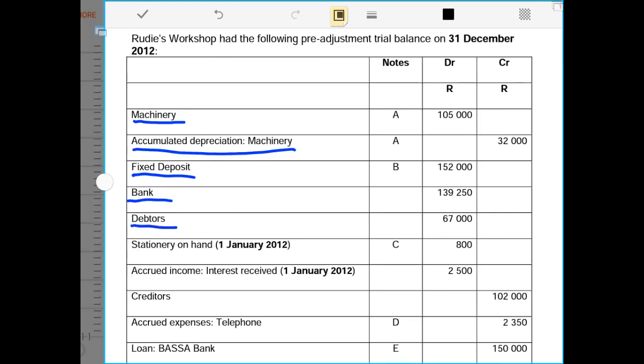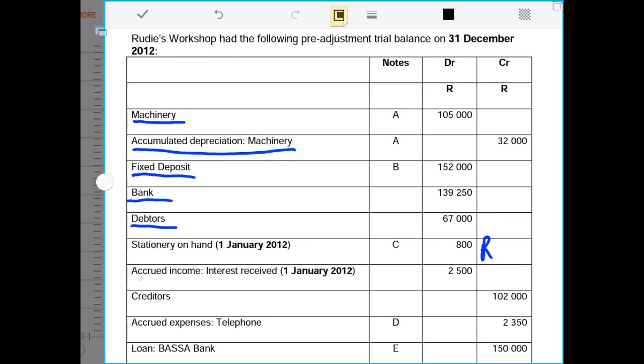Our stationery on hand is 800 rand, and remember, whenever we are given a stationery at the beginning of the year, we have to make a reversal of that, where it has to be reversed and be transferred into the stationery expense account. So now we'll have to make a reversal for that.